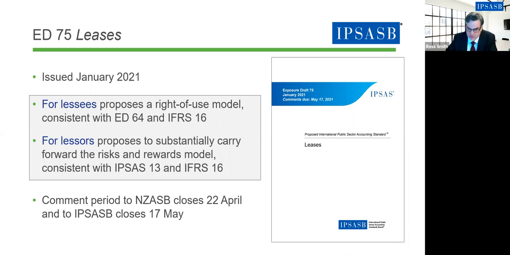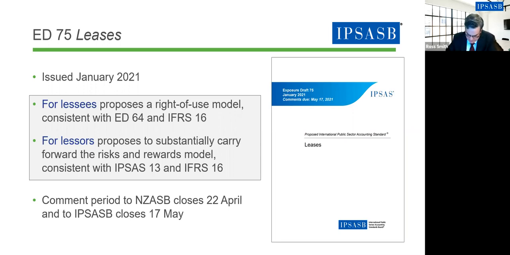Setting the scene here on this first slide on ED 75, the details are noted on the slide, but there are a few points I would like to highlight, particularly the bottom point: two dates to keep in mind for those who are interested in responding to the proposals. The first one, that Anthony will talk about later in more detail, and I believe Jamie might touch on as well, is the New Zealand ASB closing date of 22nd April. And then the final date, if you're going to respond to IPSASB, to keep in your calendars is May 17th to send through comments on the proposals.